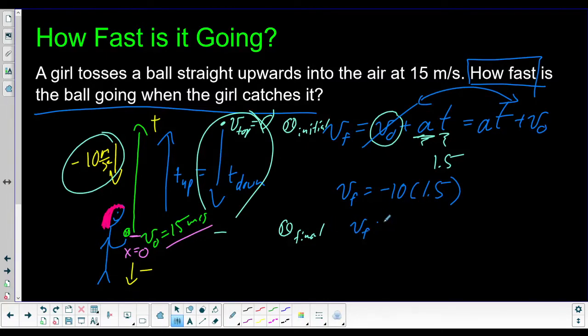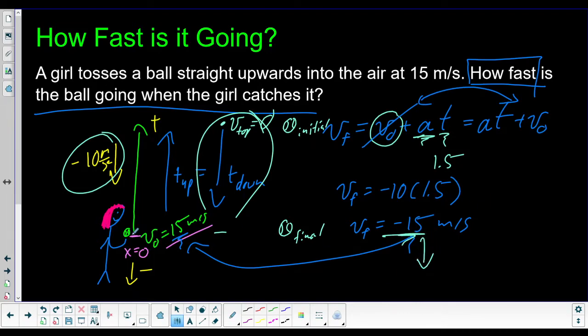V final equals negative 15 meters per second. All right, let's compare that to the initial velocity. It's the same number. They're both 15, but this one's negative. What do positives and negatives indicate in physics? Direction. So the only difference here is that this ball is going down and this ball is going up. But they have the same speed or magnitude, same number.